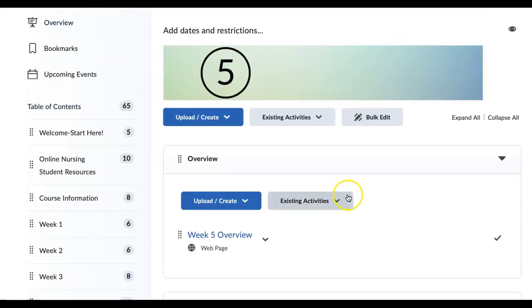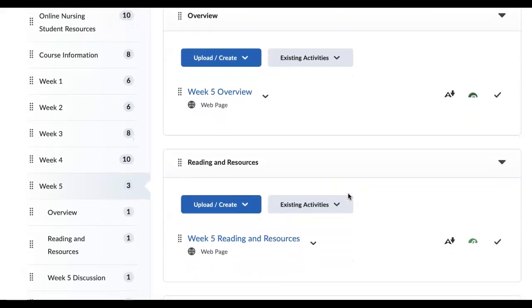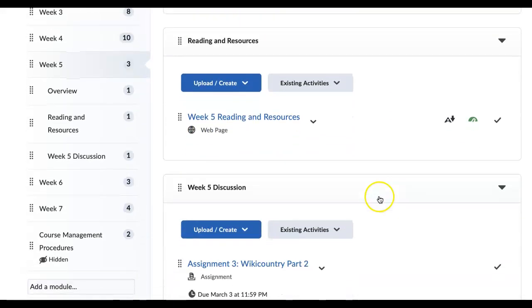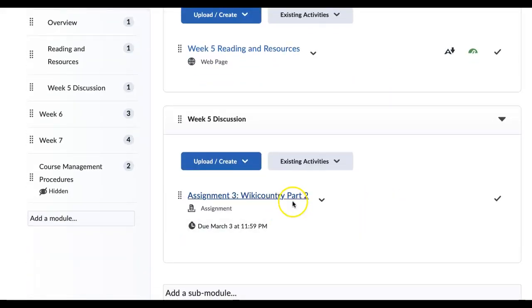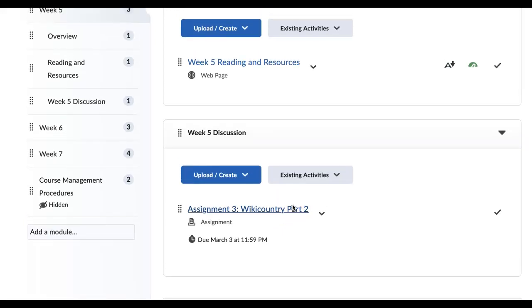Week 5 is a continuation of the Wicked Country project. It's part 2, and this begins the flexible turn-in. So you could submit this project sooner. Be sure to check the dates in the syllabus, but the last day to submit this project is Sunday of week 5.